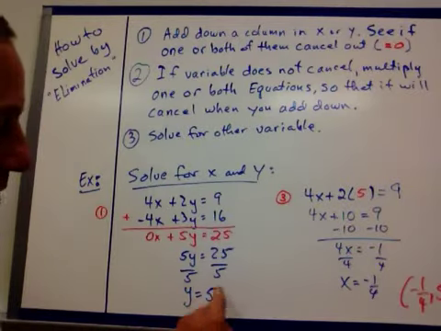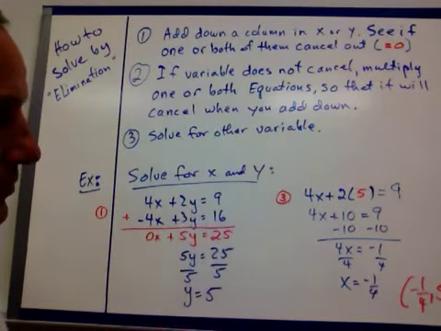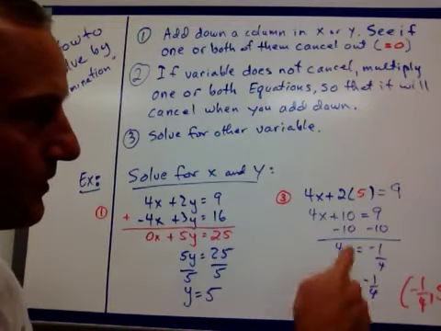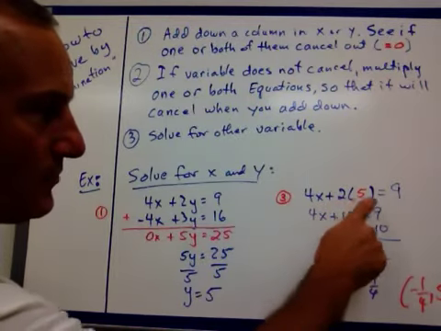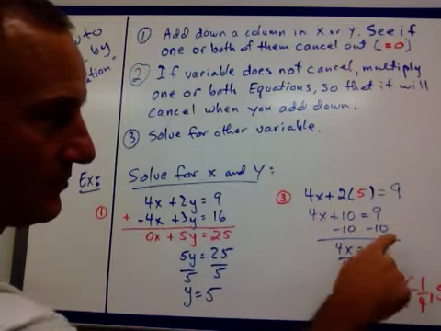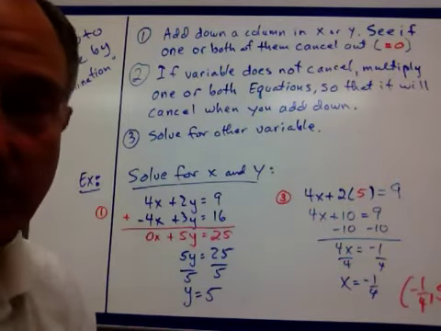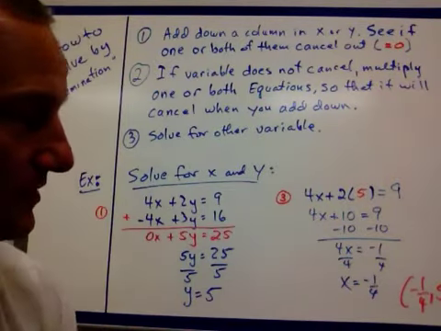Then I can take that y is 5 and plug it back into either equation. I chose the first one. There's my 2 times y, my 2 times 5. That's 10. Subtract it over. 4x is equal to negative 1. Divide it out. x is negative 1/4.